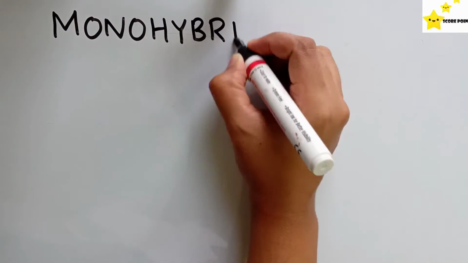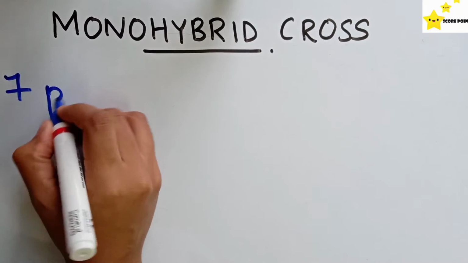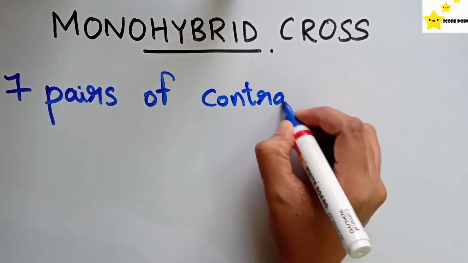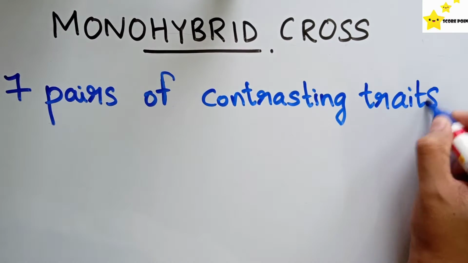In this video, we are going to learn about monohybrid cross, how to do a monohybrid cross. Before learning the monohybrid cross, we should first know about the 7 pairs of contrasting traits. So let's see what are these 7 pairs of contrasting traits.